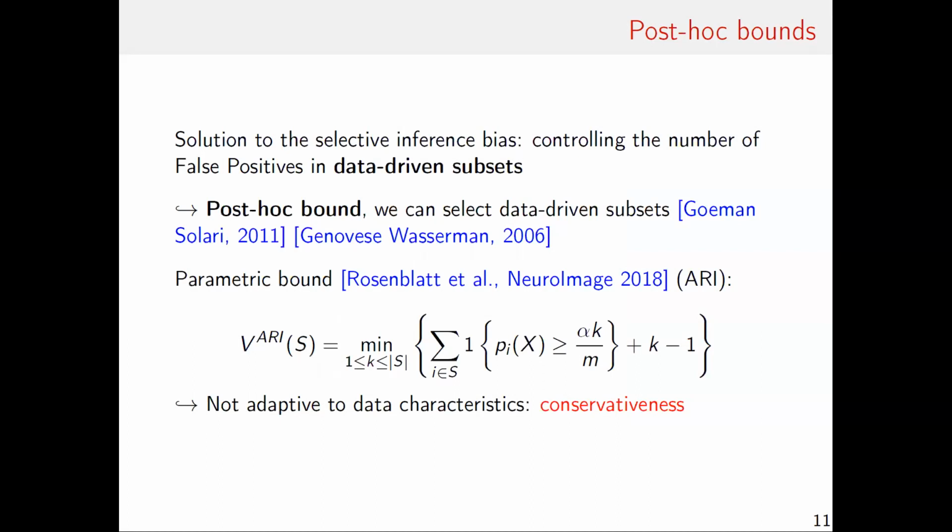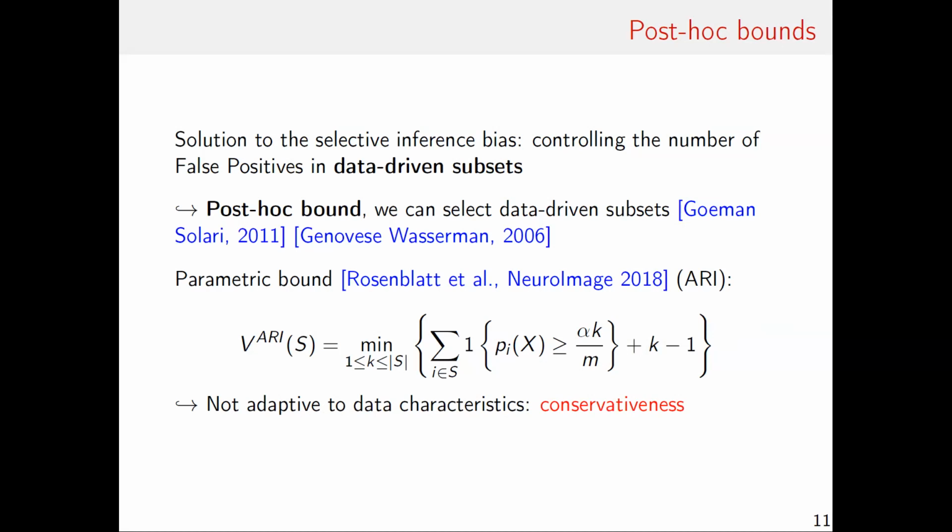And so the first bound of the kind used in neuroimaging was the Rosenblatt bound, which was published in NeuroImage in 2018. So you have the expression on the slide, and it may look a bit complicated, but the only thing that you must retain from this expression is that here you have p-values, p_i(x), and you're comparing them to a threshold family, here alpha k over m, with alpha a certain level of risk, and m the number of voxels. So this is really the only thing that you must retain. We are formulating a bound based on comparing p-values to a threshold family.